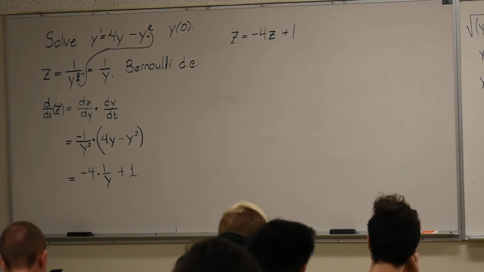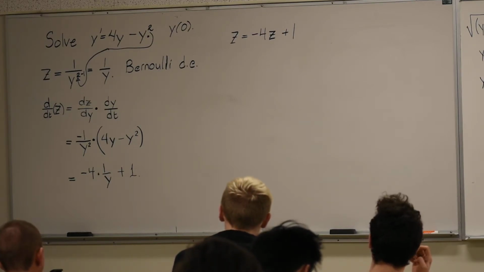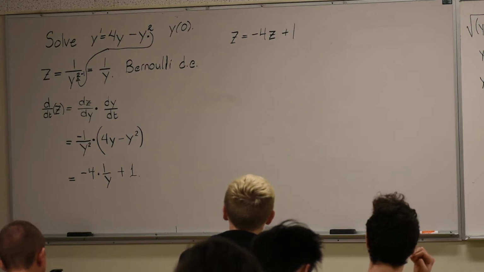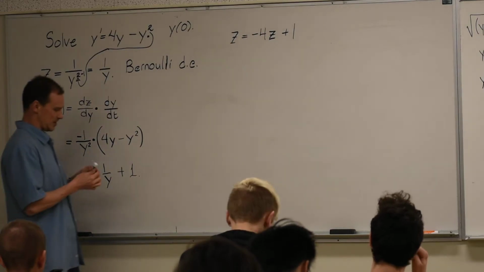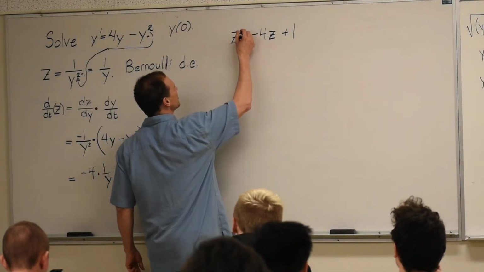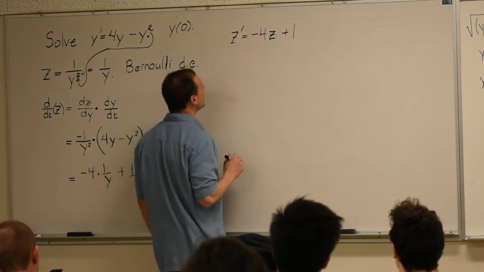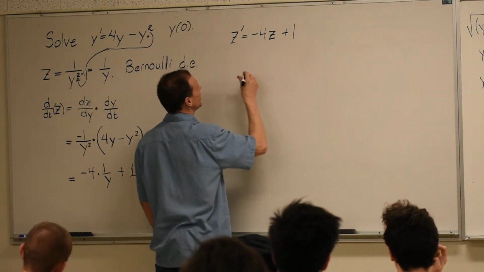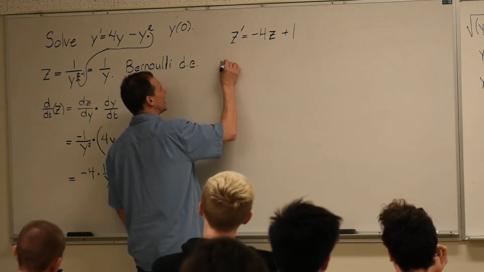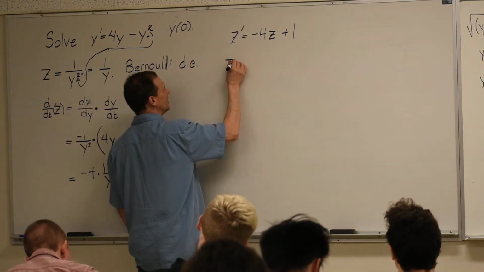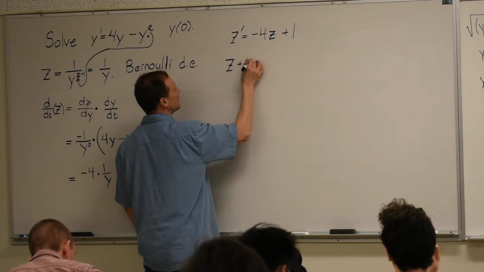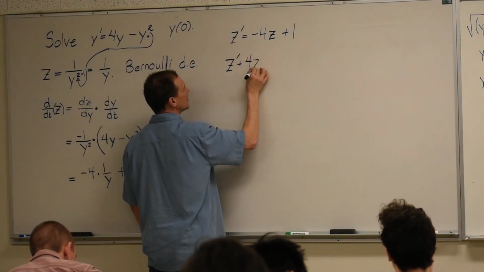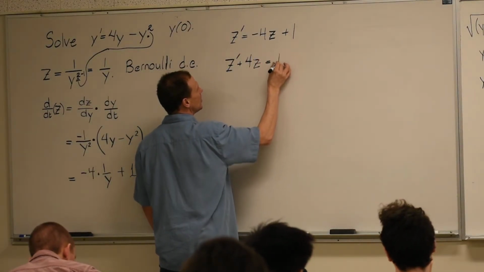That should look familiar. Does that look familiar? No. Yes, right? Is that supposed to be C prime? Oh yeah, C prime. Okay. And this we can solve just by an integrating factor. I don't have the formula memorized. I wish I did right now. z prime plus 4z is equal to 1.